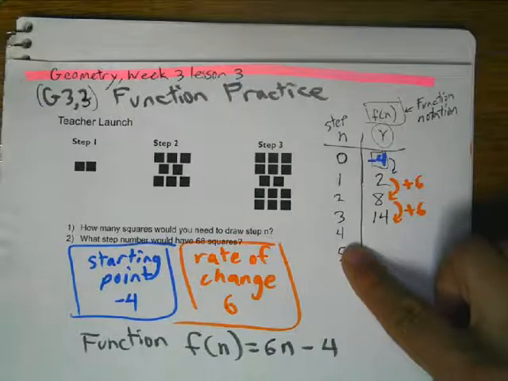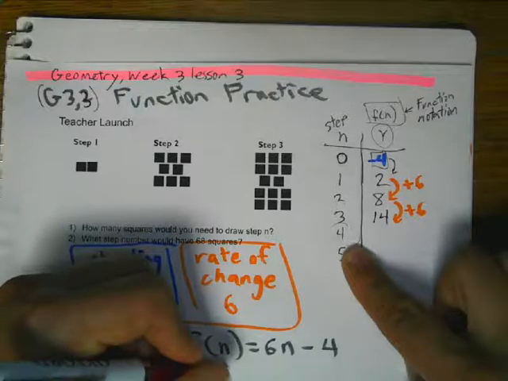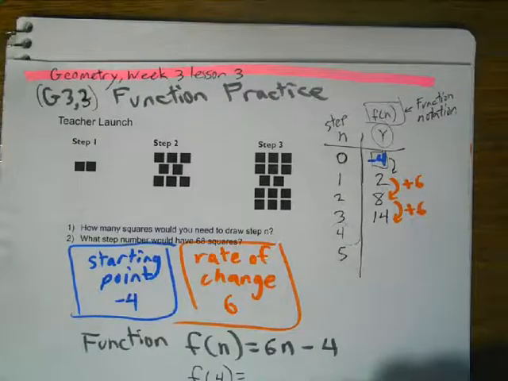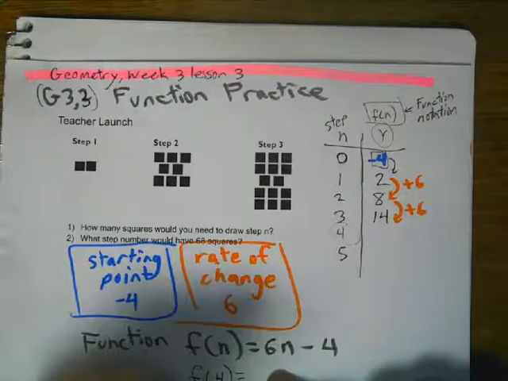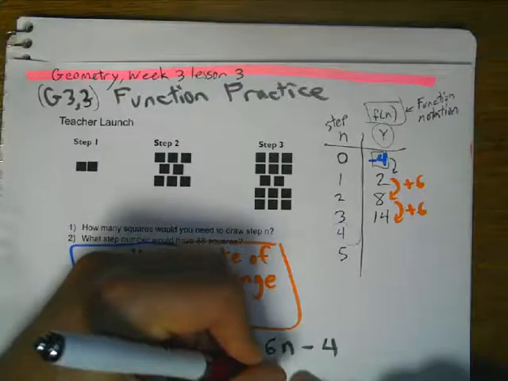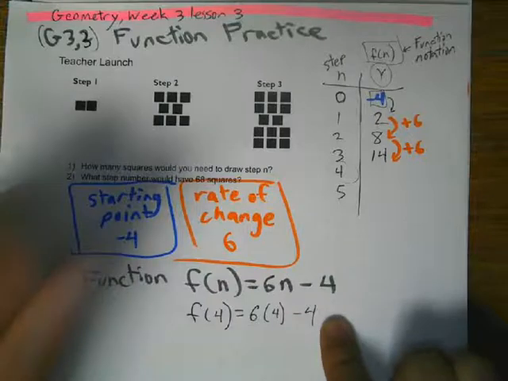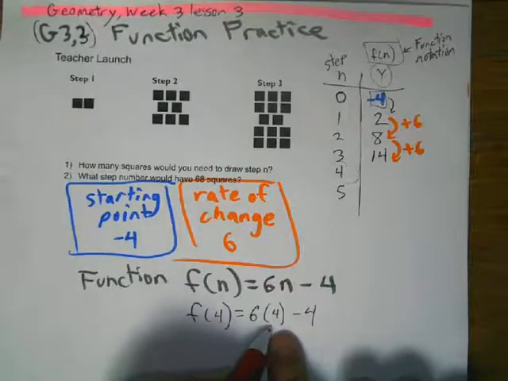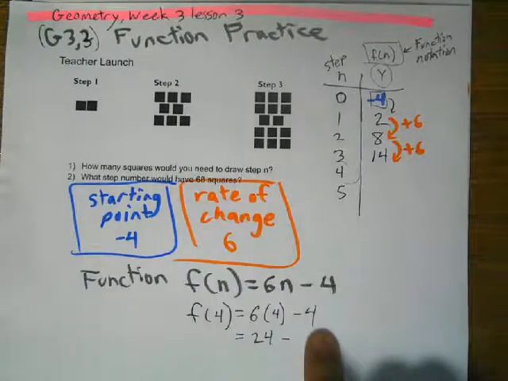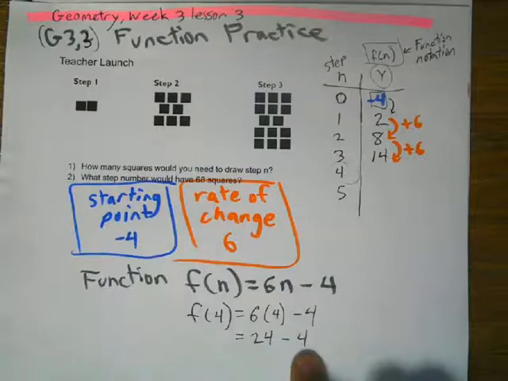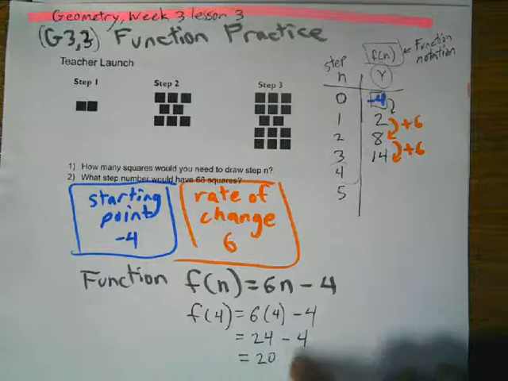If we wanted to figure out what step 4 would be, we could do F parentheses 4. This means we want to find out what the answer is going to be if n is 4. So now I'm going to write in 6, and then I'm going to plug 4 in place of n, and then -4. Now I've got order of operations. I do 6 times 4, which is 24, and then 24 minus 4 is going to give me 20.